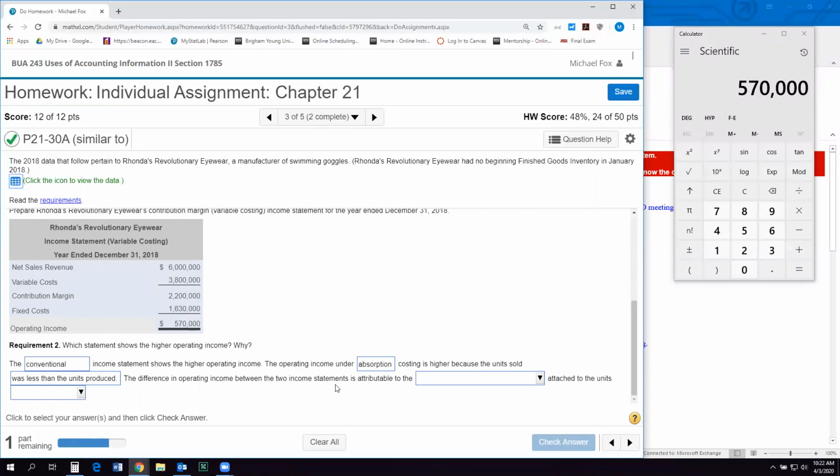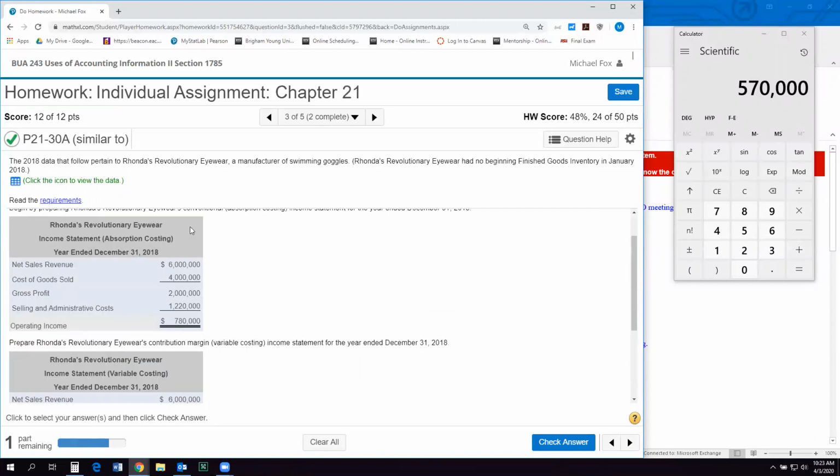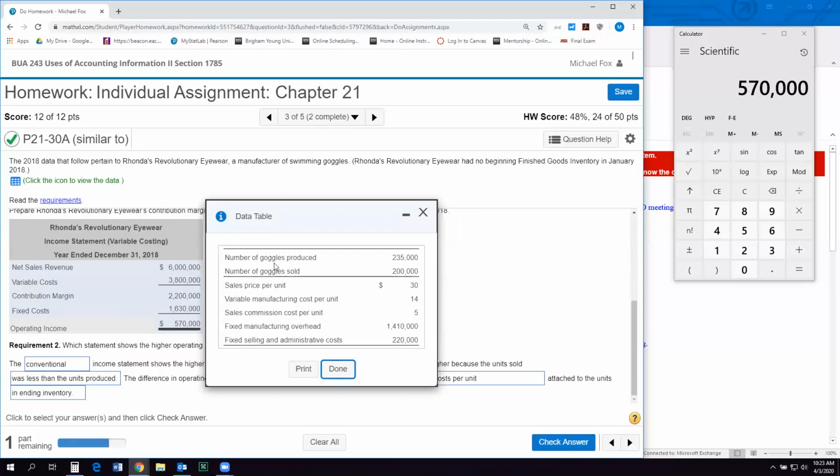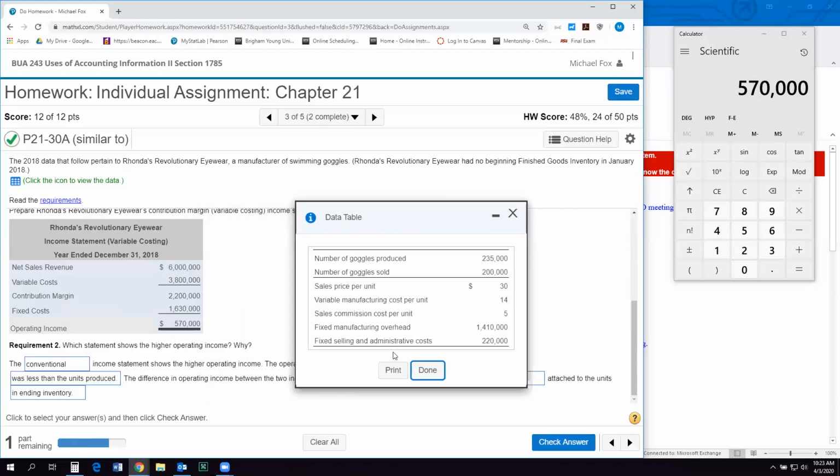The difference in operating income between the two income statements is attributable to the fixed costs per unit attached to the units in ending inventory. Here we have 35,000 units still in ending inventory, and since we divided up that fixed manufacturing overhead, some of that $1,410,000 hasn't been listed as an expense yet because it's still sitting there in the units and won't be expensed until we sell the units. Whereas under this, we went ahead and expensed the whole $1,410,000.